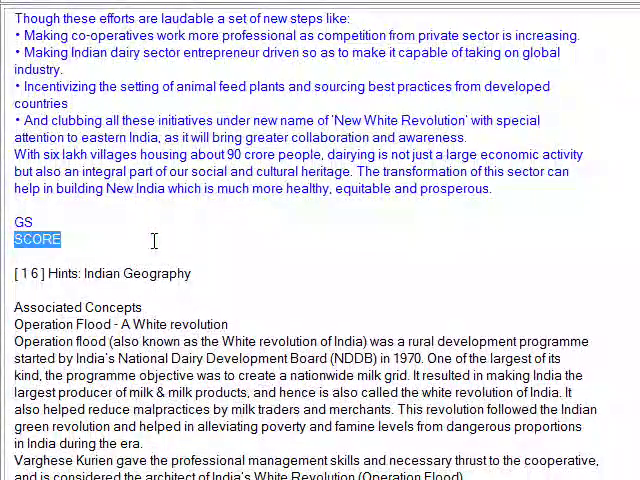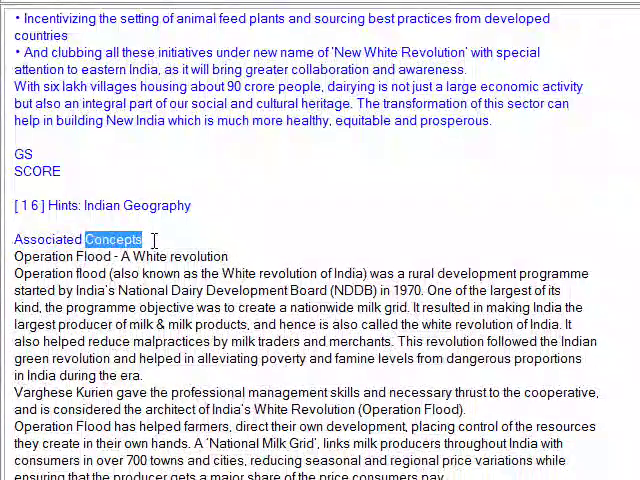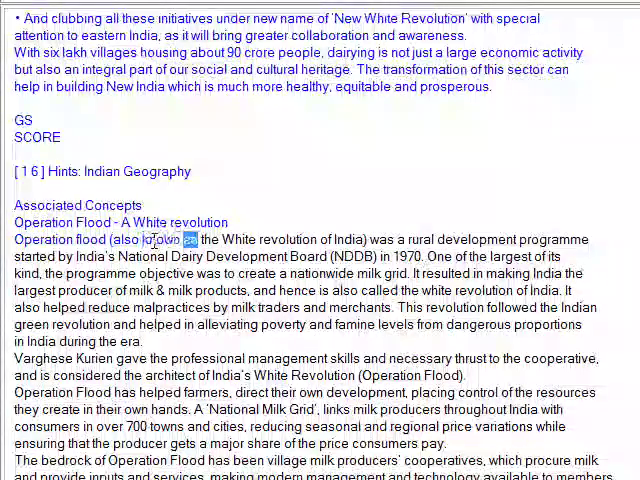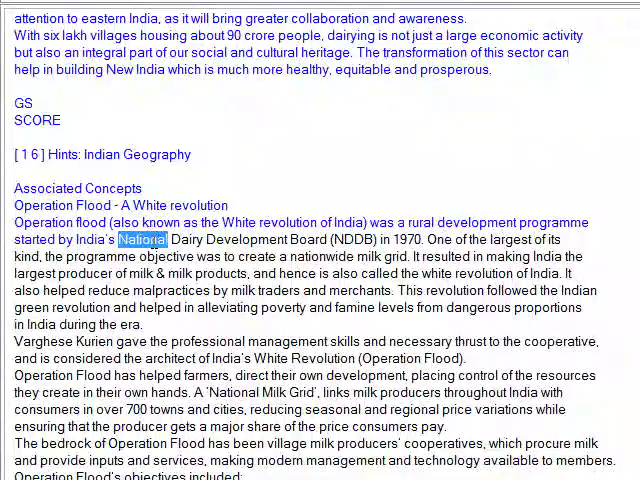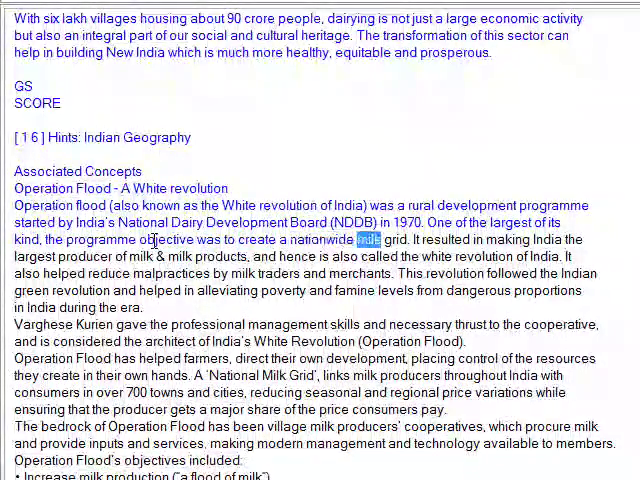GS Score hints, Indian Geography. Associated concepts: Operation Flood, a White Revolution. Operation Flood, also known as the White Revolution of India, was a rural development program started by India's National Dairy Development Board (NDDB) in 1970. One of the largest of its kind, the program objective was to create the nationwide milk grid.